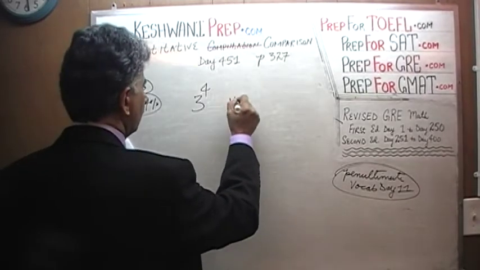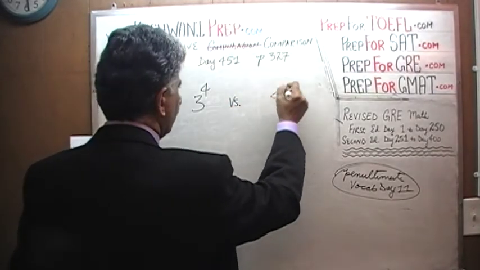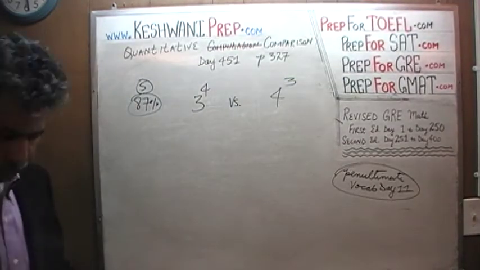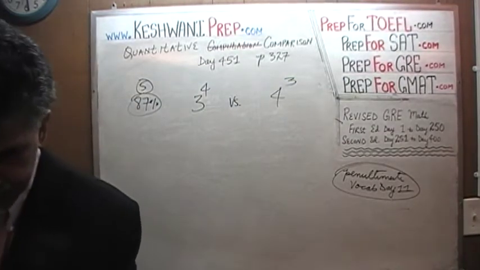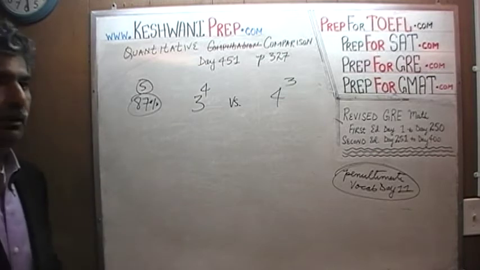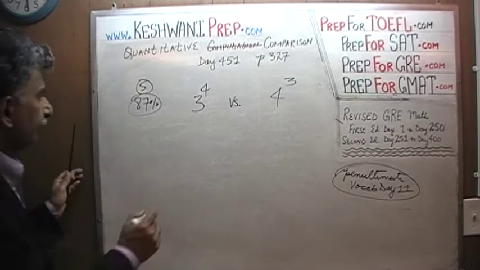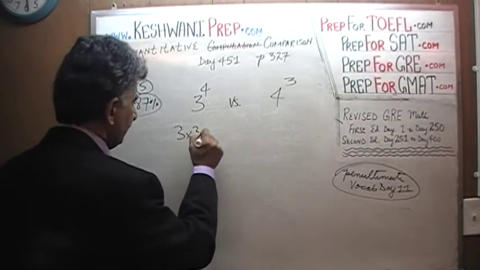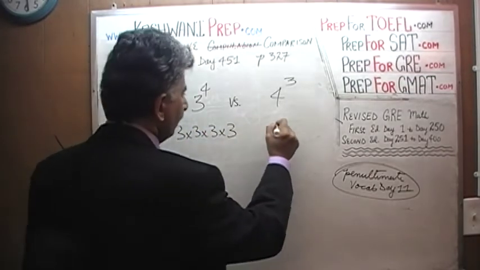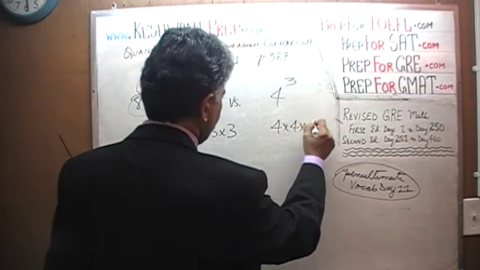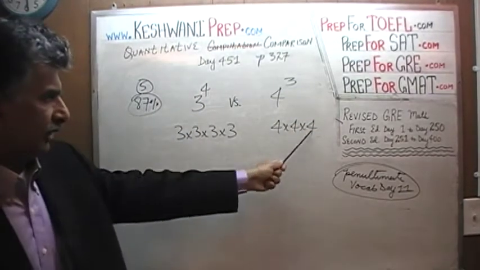3 raised to 4 versus 4 raised to 3. I'll give you 2 seconds to pause and unpause the video. Do it yourself. As I said, it's a very straightforward question. Here we go. 3 raised to 4 is the same as 3 times 3 times 3 times 3. And 4 raised to 3 is 4 times 4 times 4.